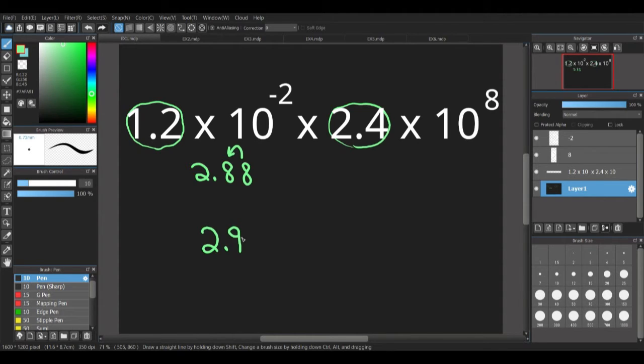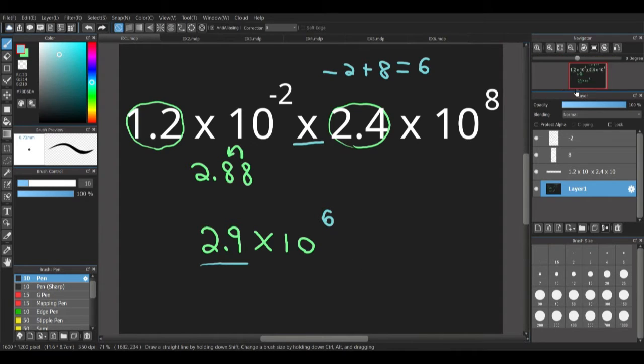Now, for our next step, we need to figure out what the exponent on the 10 is. Since we're multiplying, we're going to do the negative 2 plus the 8. We're going to add the two exponents, and that will give us 6. So currently we have 2.9 times 10 to the 6th. Our last step is to check that our new coefficient is less than 10. Since it is less than 10, there are no more steps, and this is our final answer.